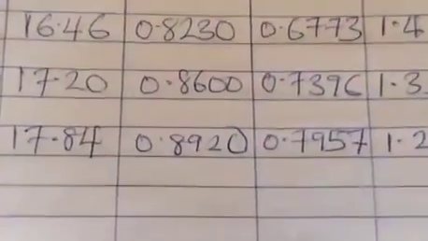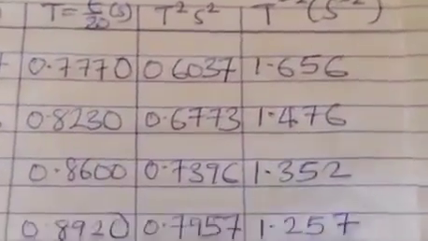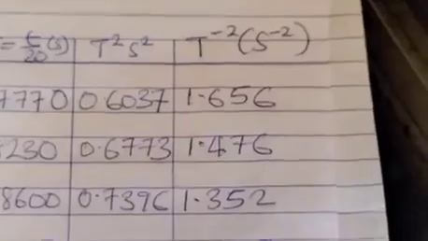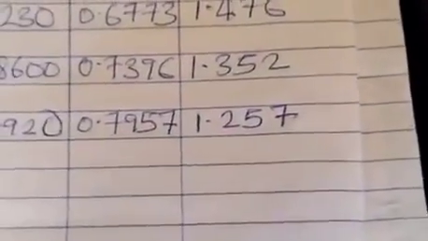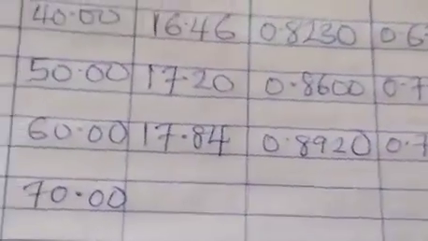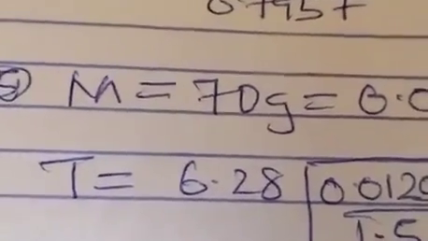So summarizing for the 60-gram mass, the time of oscillation is 17.84 seconds, the period for 20 oscillations 0.8920, the period squared 0.7957, then the inverse of the square of the period 1.257. We'll now go to the last mass, which is a mass of 70 grams, to be suspended at the center and set into 20 vertical oscillations.